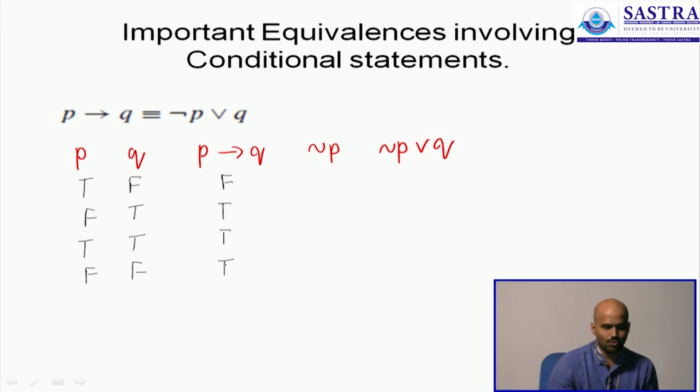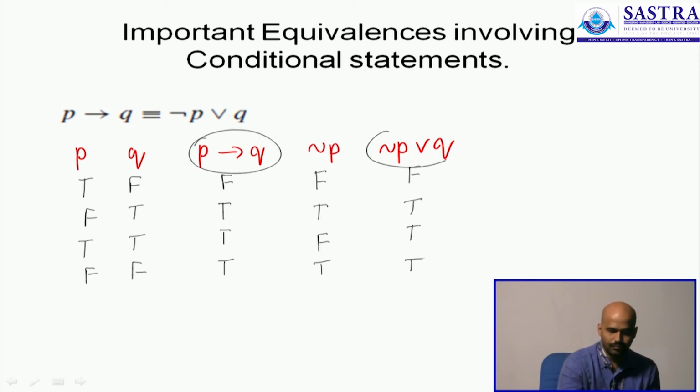Column 4 wants you to negate column 1. So we'll just flip the answers. And column 5 wants you to do a disjunction between columns 2 and 4. You know how a disjunction works? It takes up a false value only when both are false, and that happens only in the first row. Everywhere else it's a true. Now you will see that columns 3 and 5 are identical, and therefore their corresponding statements are equivalent.